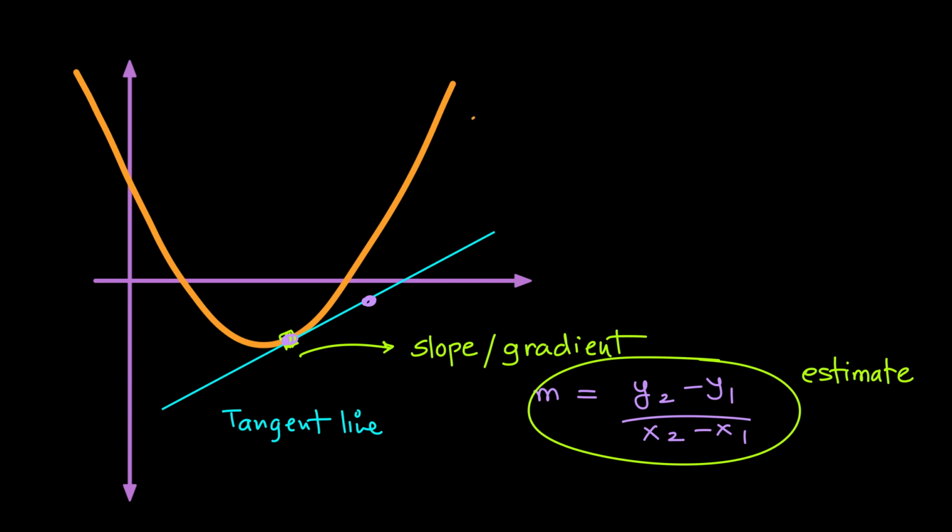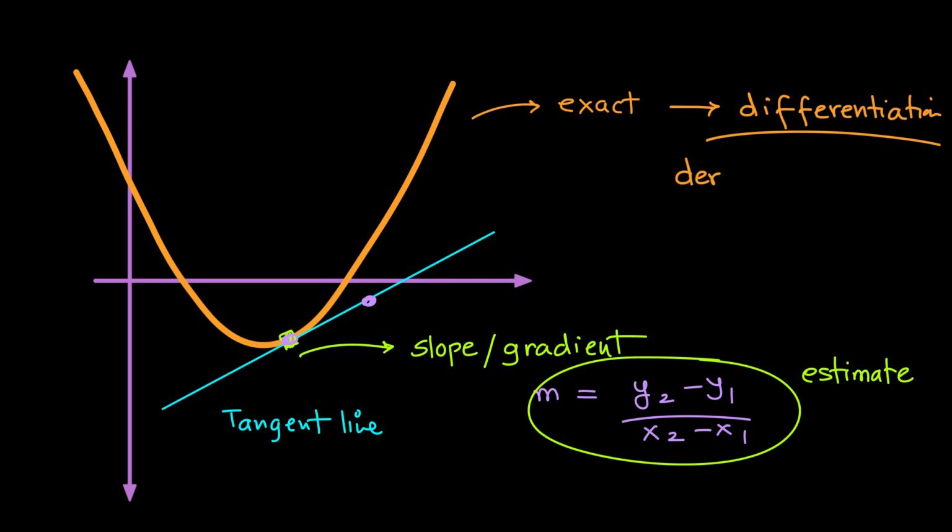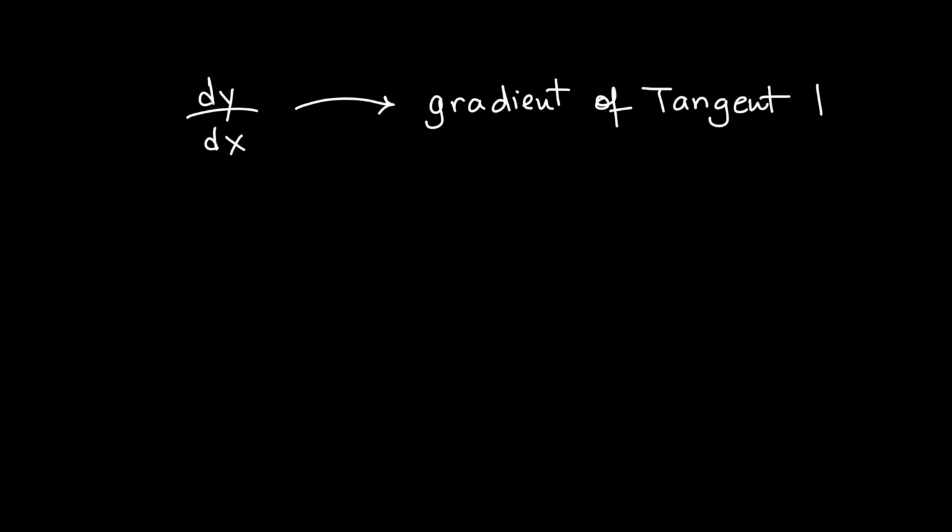But if we want the exact answer, we get this exact answer from the rules of differentiation. And I'll also use the term derivation, which is an old name for differentiation. So what we do is that we can get the differentiation, and that gives us the basic idea of the gradient of a tangent. So dy by dx is defined as the gradient of the tangent to a curve, and at a particular point we can plug in the value and we can get the answer.